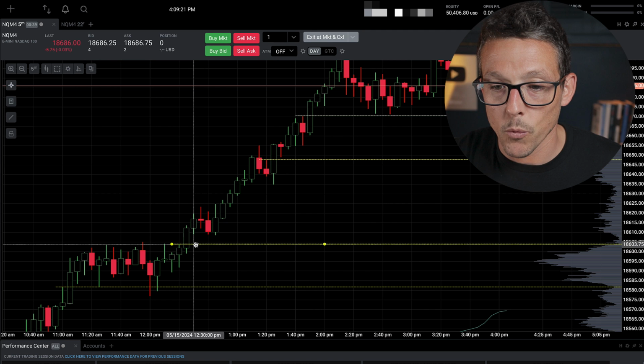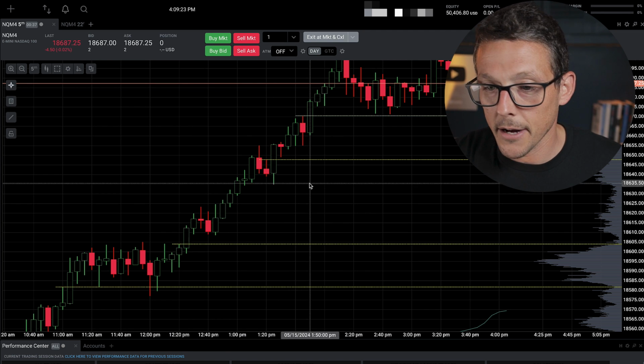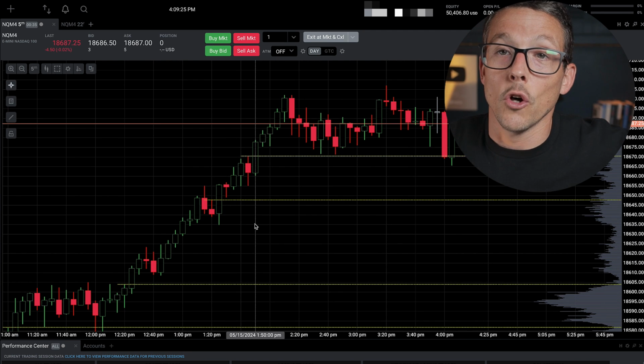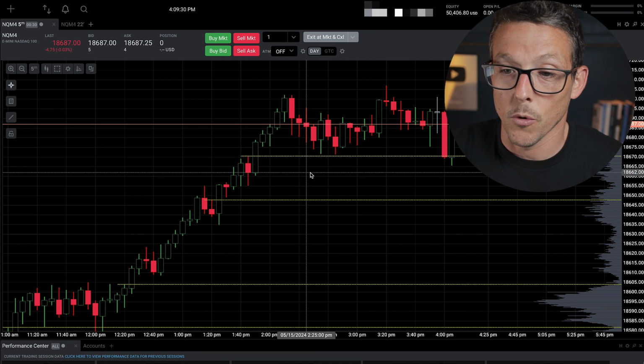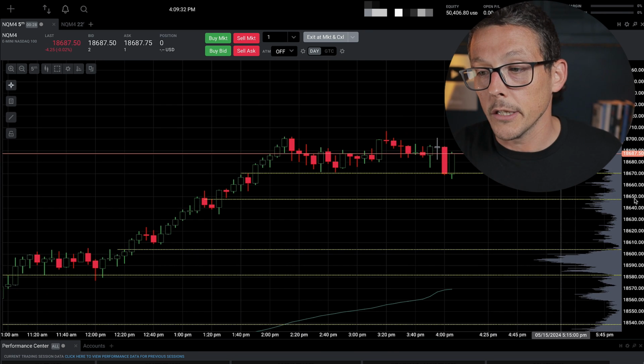The next untested wick would have been here. Did not come down and hit that. So this would have been a long day of watching just a slow grind up. This one would have been close. This one wouldn't have been close. Those were all the untested wicks.